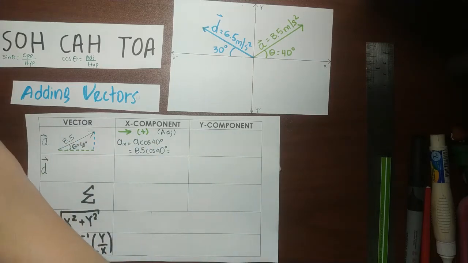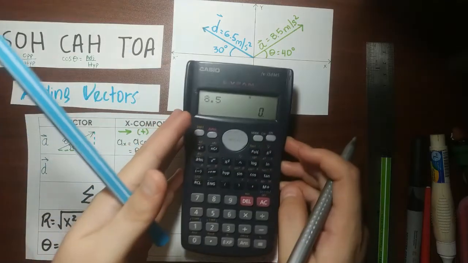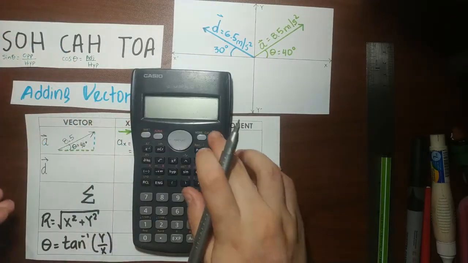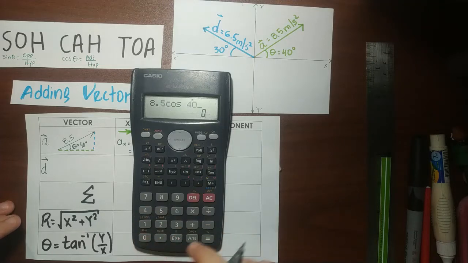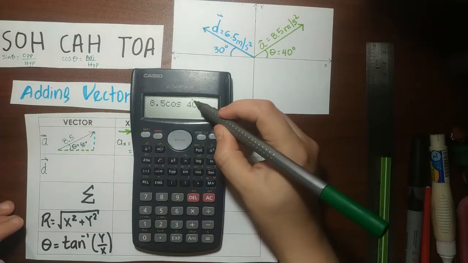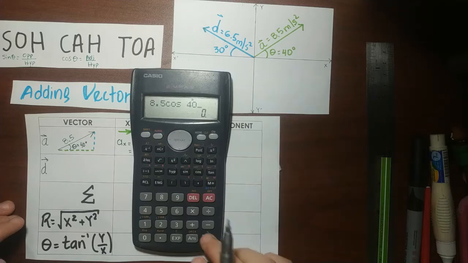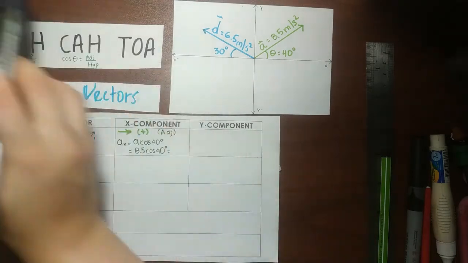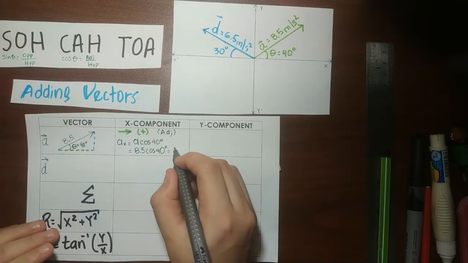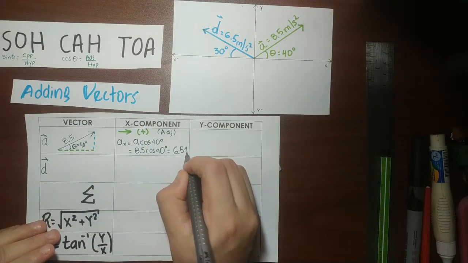And this gives you, you can use your calculator like this, 8.5 cosine of 40. Make sure that it's in degrees. So I got 6.51. My x component here is 6.51.